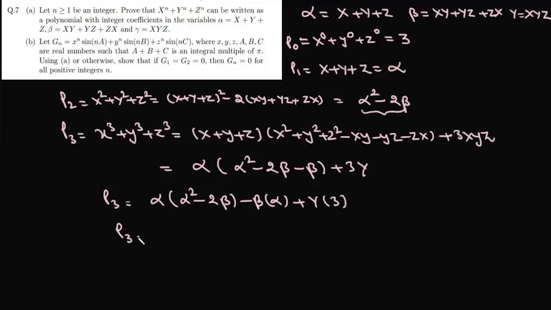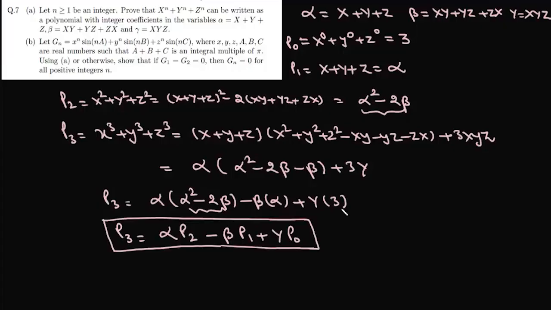So this p3 will be alpha, now this is p2, minus beta, alpha is p1, and plus gamma, this is P naught. And we can clearly see P0, P1, P2, P3 are all polynomial functions with integral coefficients in the variables alpha, beta and gamma. So using induction, we'll say P0, P1, P2, up to Pn minus 1 are all polynomials with integral coefficients in the variables alpha, beta and gamma.